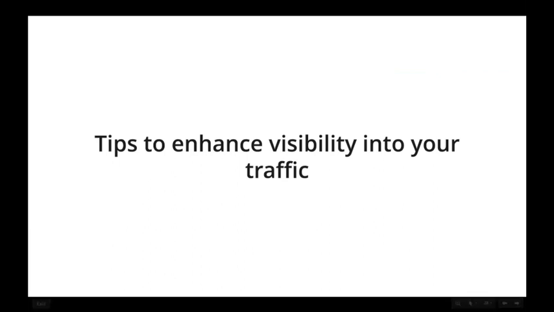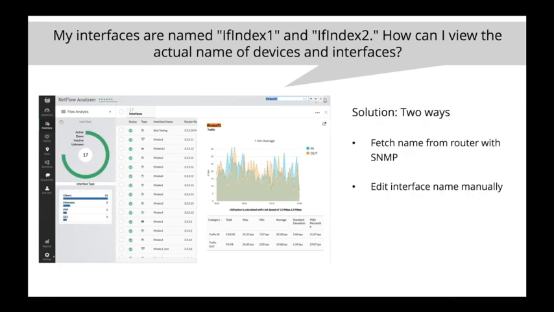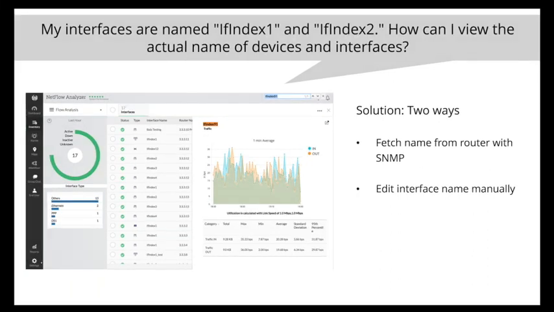Next is we will see how you can enhance your visibility with the help of some of the tips in the inventory page. One of the tips is when your interfaces are showing the name as if index 1 and 2, how you can view the name of those devices and interfaces. In that case, there are two options to provide a name to a particular interface. You can either fetch the name from the SNMP, which we have recently seen. You can also edit the interface name manually.